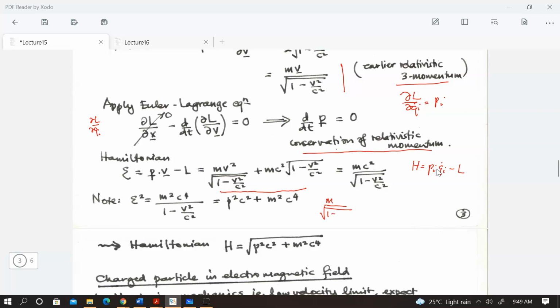Okay, so this will just be your v squared. Let me just write that down first, and then again your m is a common factor there, so that will be plus c squared, and I'm bringing out this square root at the denominator.